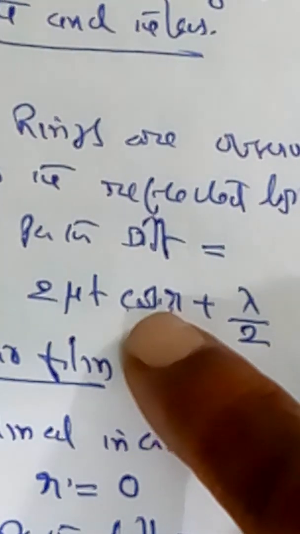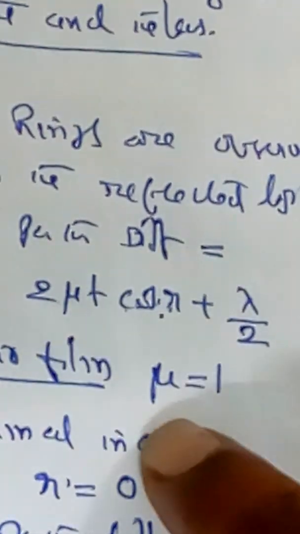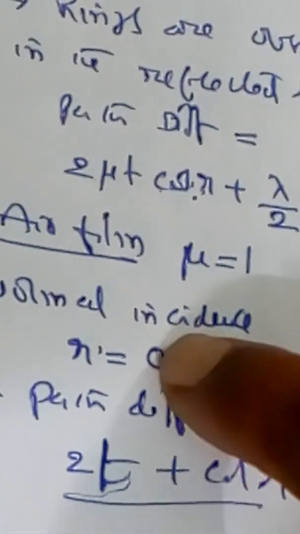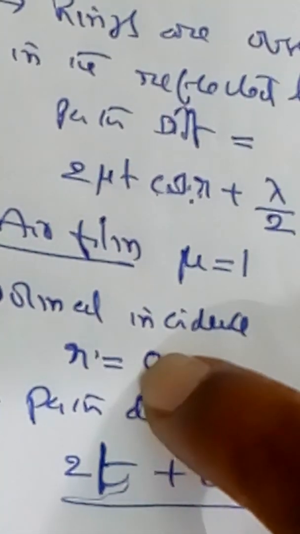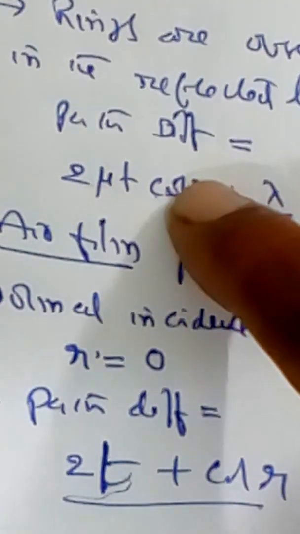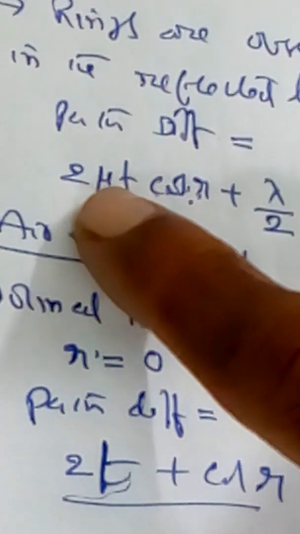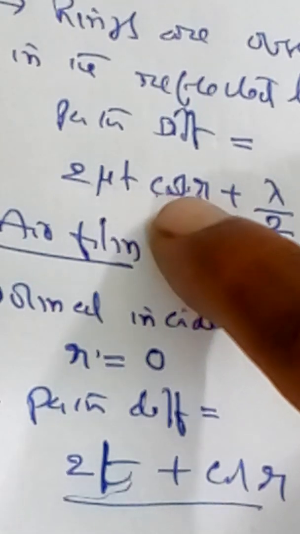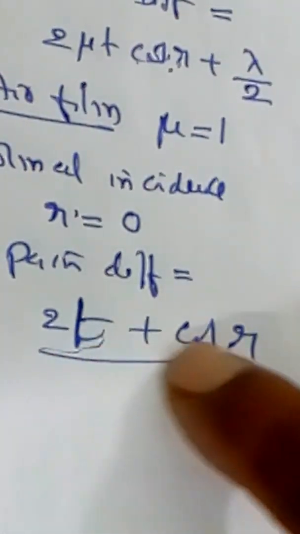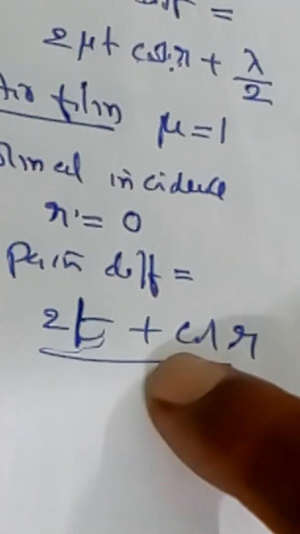Now you are saying air. For air, refractive index mu is equal to 1, and when the light is incident normally, the angle of refraction r equal to 0. So when you substitute r equal to 0 and mu equal to 1 in this equation, mu becomes 1 and cos r becomes 1. This is 2 into 1 into t into cos 0. So that becomes 2t. So the path difference becomes 2t plus lambda by 2.